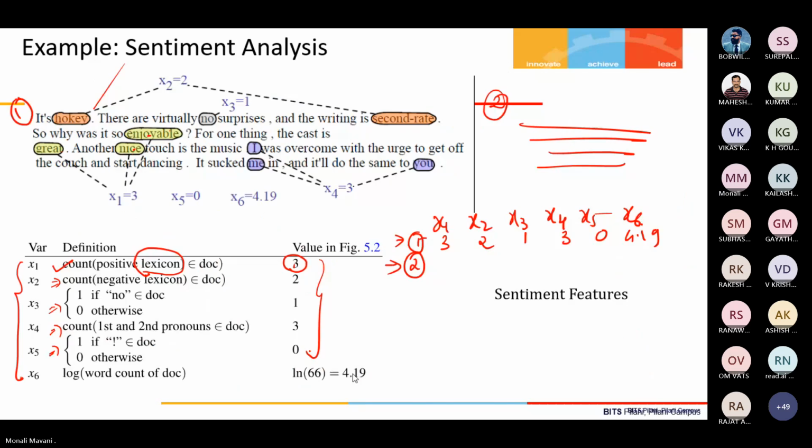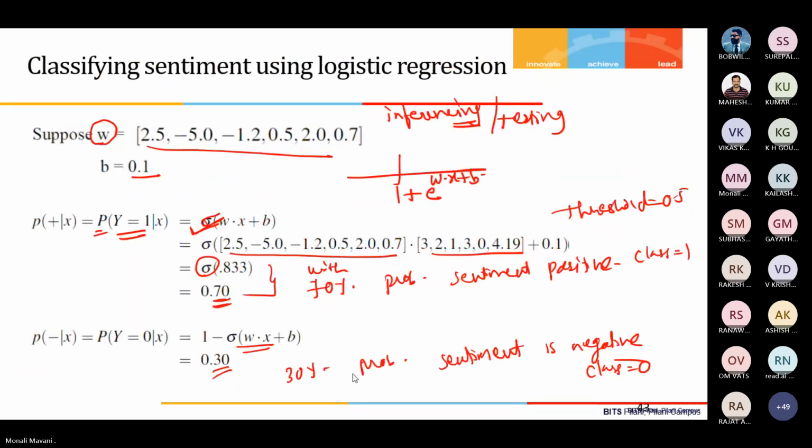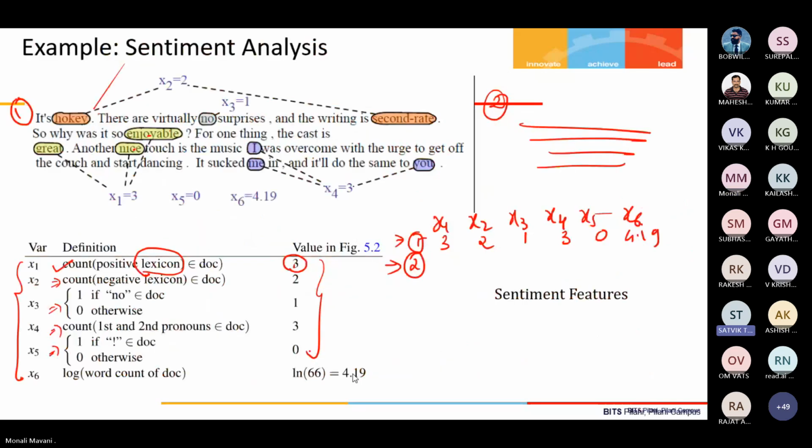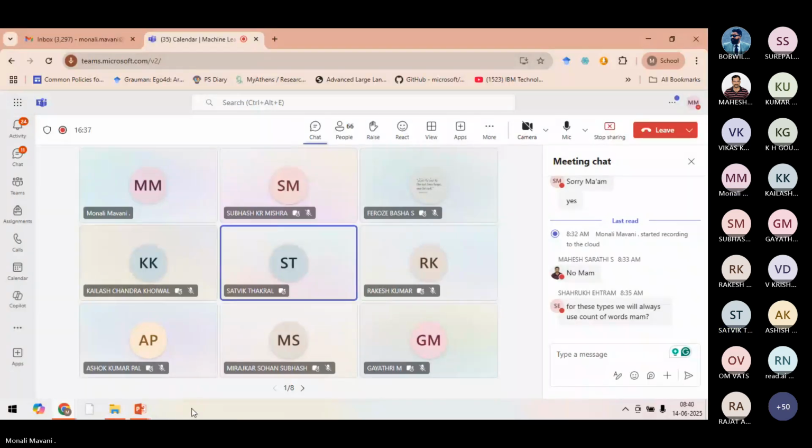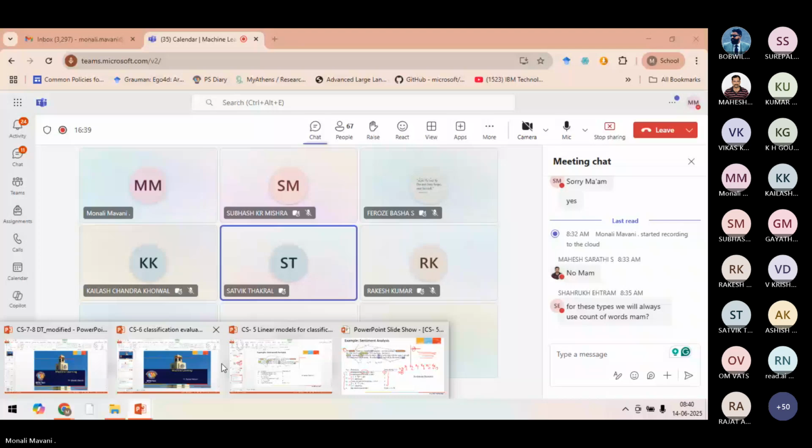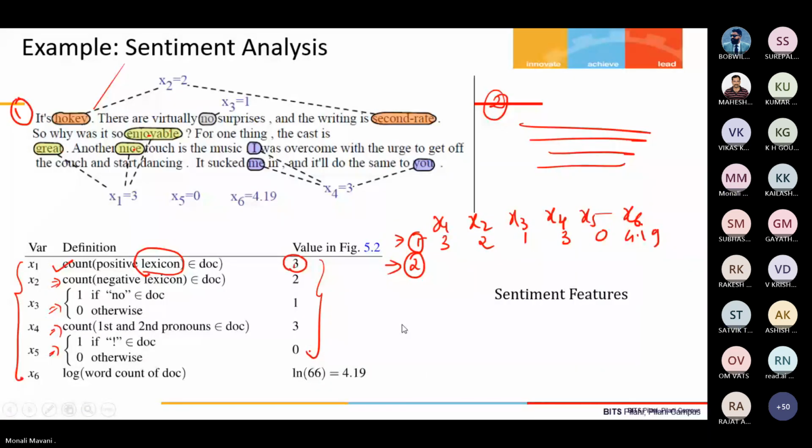Yes, tell me now. My question is, can you go back to the previous slide? Here? Yeah. So I understood how we took the negative and positive functions, but how did we assign these weights? For example, x1 is equal to 3, x6 is equal to 4.19, x2 is equal to 2. How did we assign these values?